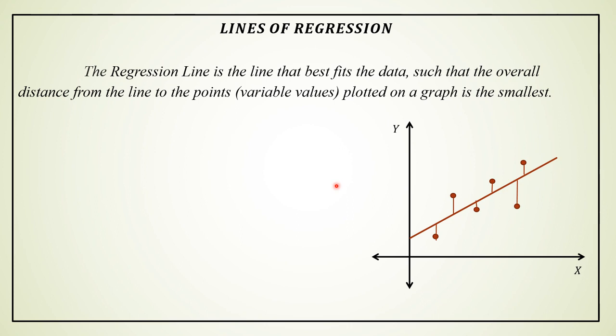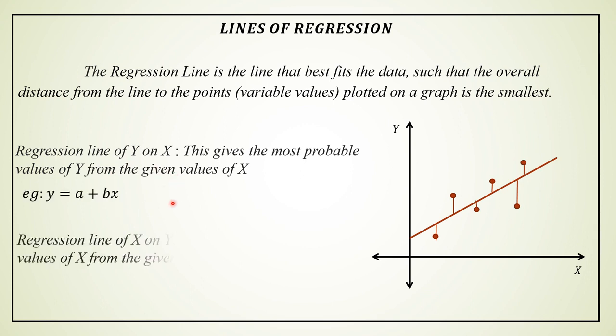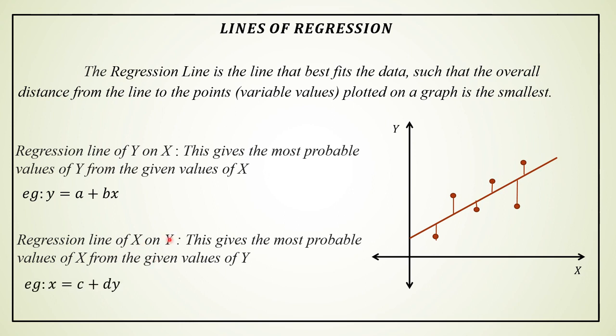So over here I can speak about two different types of regression lines. One is the regression line of y on x and the other one is the regression line of x on y. The regression line of y on x is nothing but over here you are going to find the values of y from the given values of x.